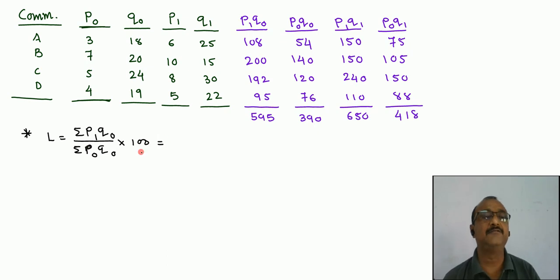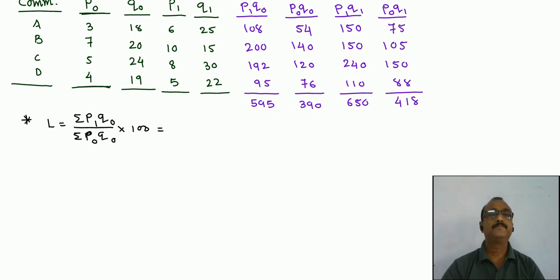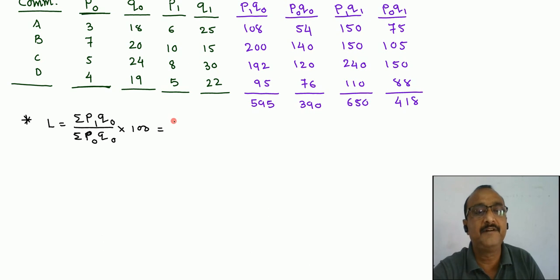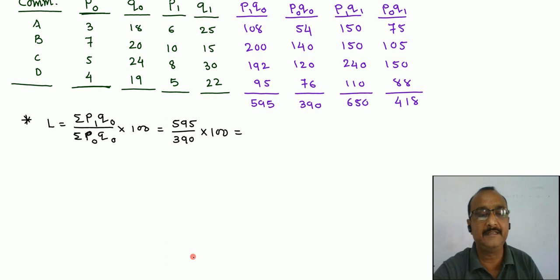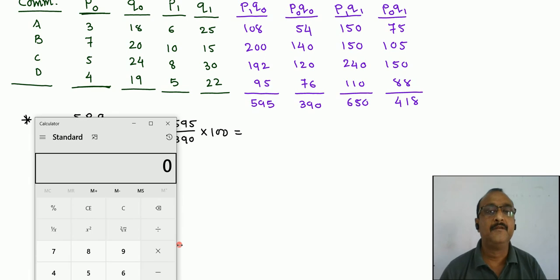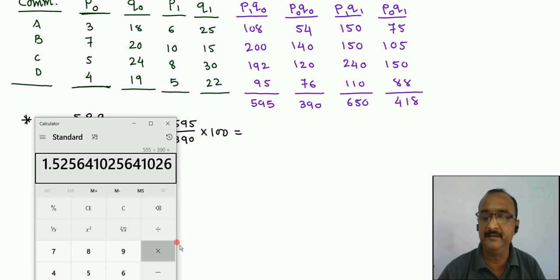Now it is equal to sigma P1 Q0, 595 divided by 390, into 100. And it is equal to 595 divided by 390 into 100.